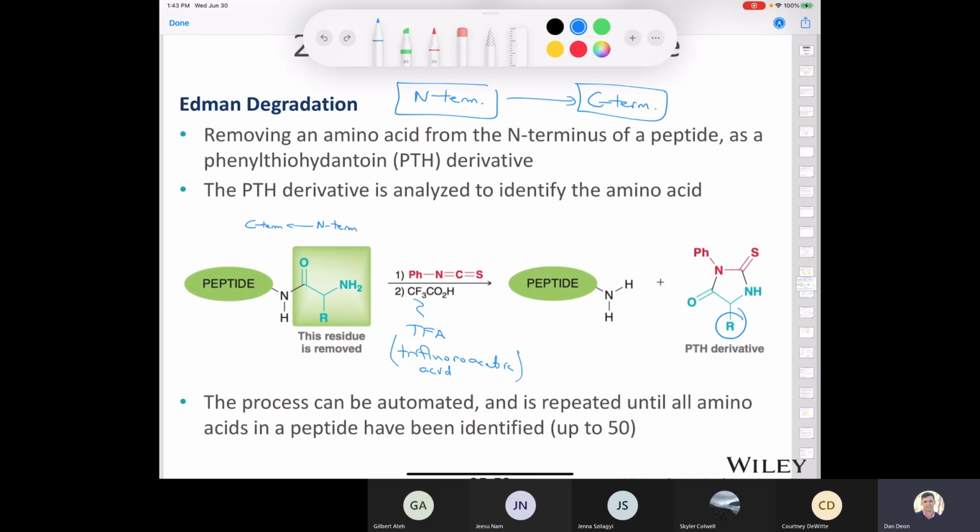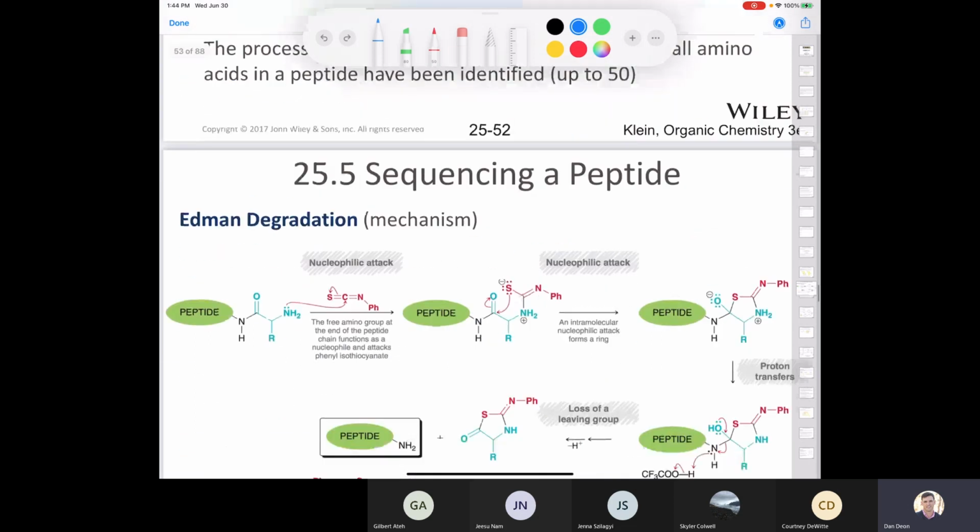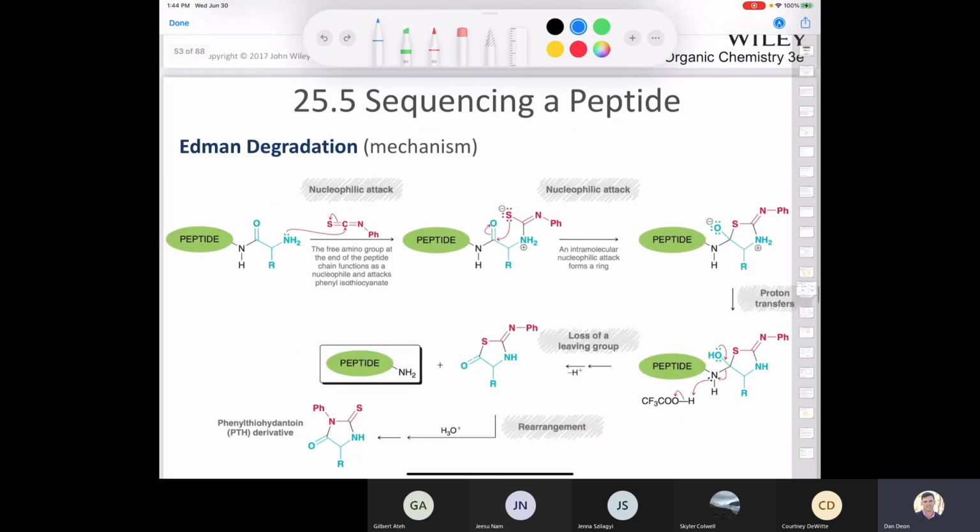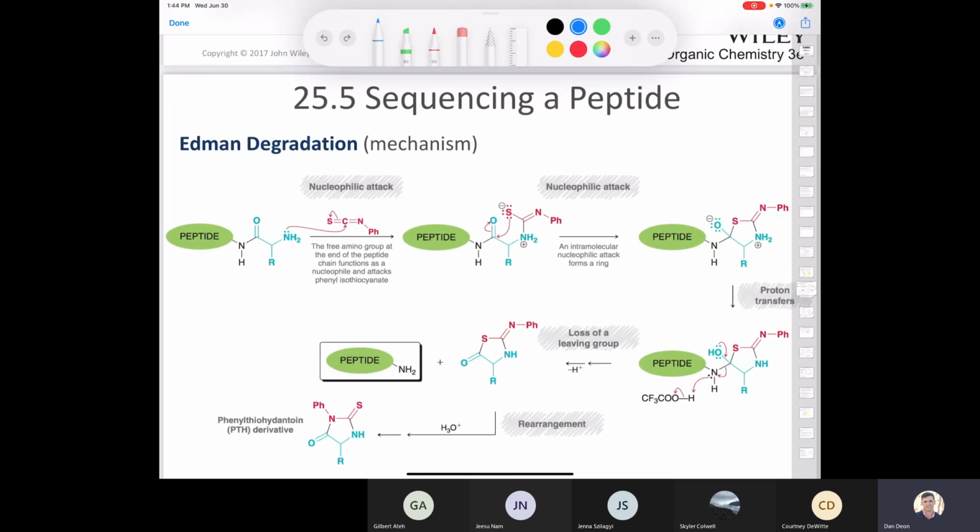So kind of cool when you think about it. Something that I've never done in my life, but I know it's a way to elucidate the structure of a peptide. Now the whole conversion to the phenylthiohydantoin, I will never ask you this mechanism. It's just shown here. I'm going to leave it as an FYI thing for you if you want to take a look at it. But again, I've never asked a student a question with the mechanism of the phenylthiohydantoin formation.